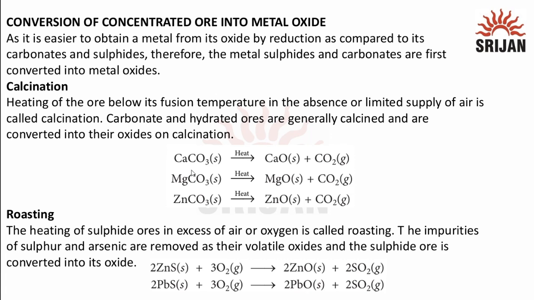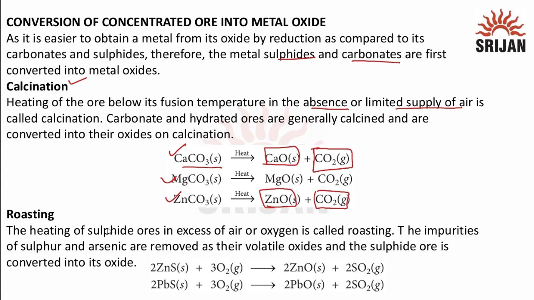Now moving ahead to the conversion of ore into its metal oxide. For conversion of ore into its metal oxide, we classify ores into two different categories. The first is the sulfide ore, then we have the carbonate ore. For carbonate ores, we use the process that is calcination. In calcination, we heat the ore in the absence or the limited supply of air, or we can say oxygen. After that, what happens? The carbonate or the hydrated ore gets converted into its oxide and carbon dioxide. Here, no supply, or we can say limited supply of air is happening. So by this, we convert these carbonate ores of calcium, magnesium and zinc into their respective oxides, and carbon dioxide is released in this process.